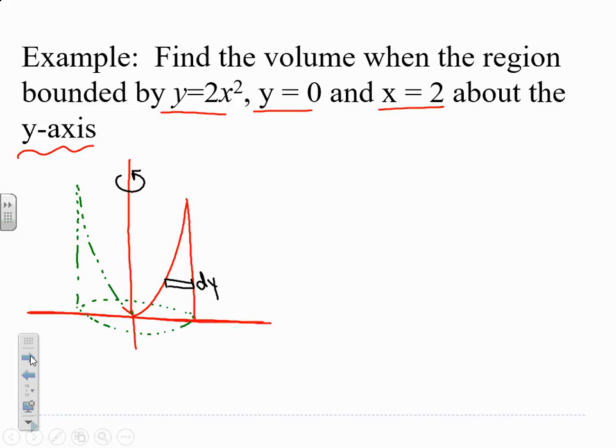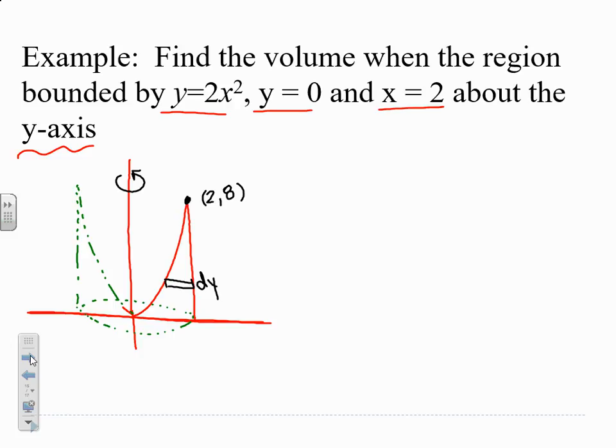So first of all, I need to know what this coordinate is right here. We know that x is 2. What's y? 2, 8? Maybe. Yes, you agree? Great. Okay, so that's the coordinate 2, 8.